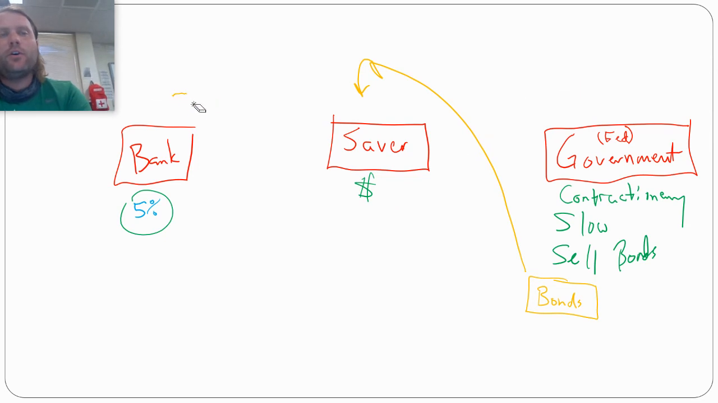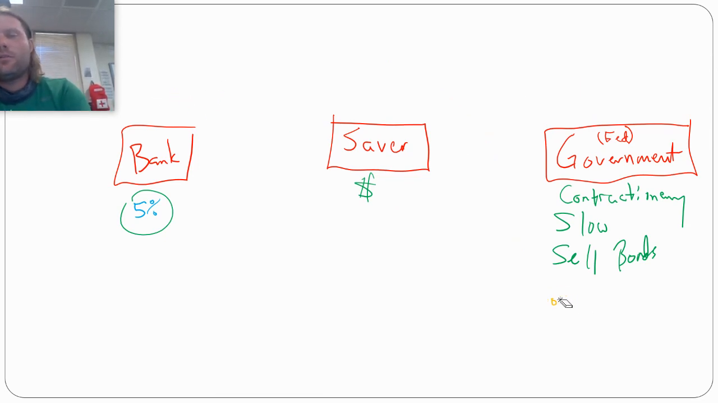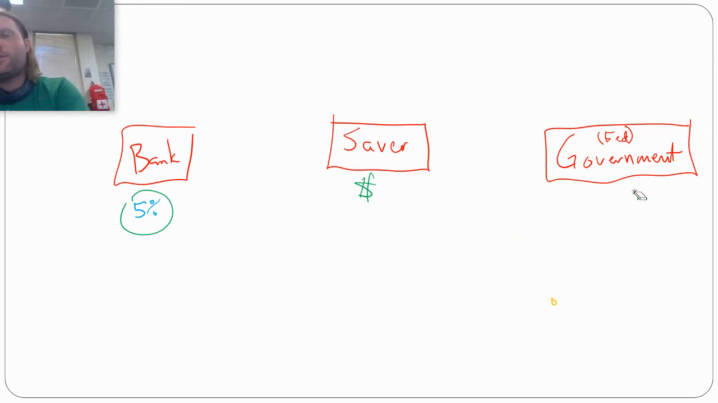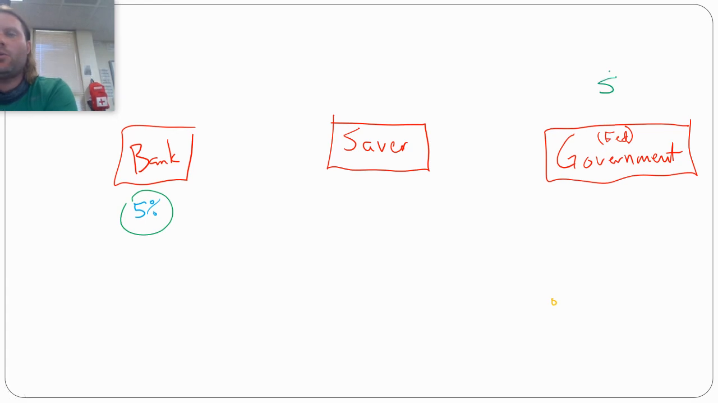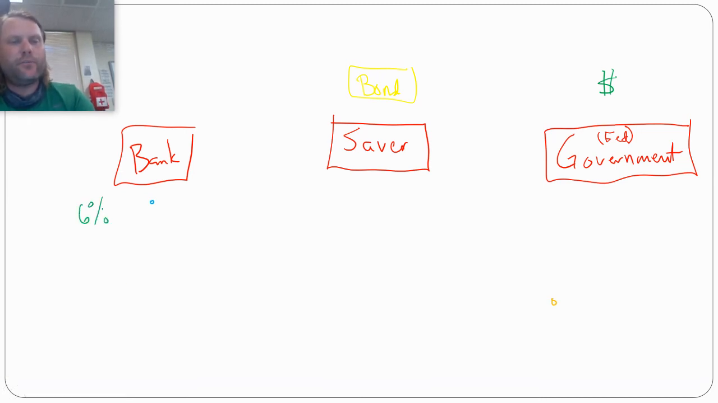Now we're going to say that, again, we're going to kind of start it over here. The government has the money. They're holding on to it at the Federal Reserve. No one can get it. The saver here has this bond, and the government says, okay. We were at 6%, right? Let's make sure we're trying to stay consistent. We've got 6% interest rates.